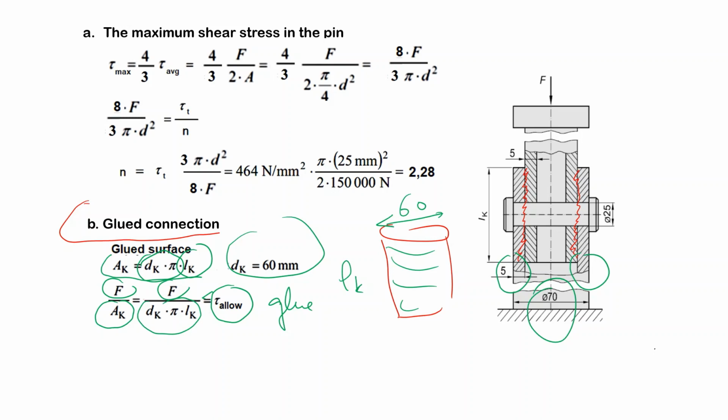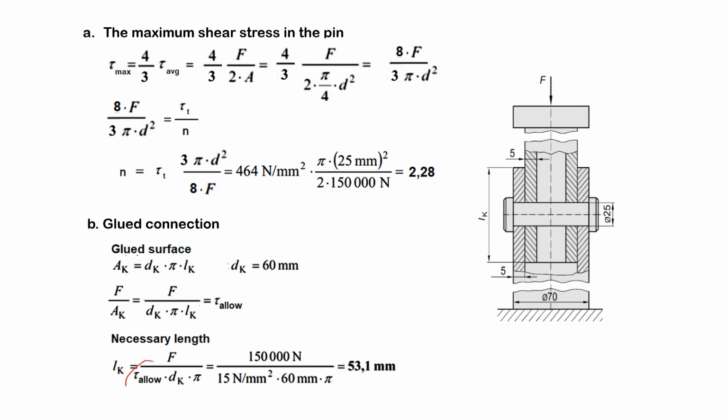This time, well, the critical point is the glue, and this was given to us as tau allowed, which is 15 megapascals or Newton per square millimeter, and the force we know, the diameter we know, and we find that the necessary length is 53.1, and then we will be below the allowed shear stress in the glue.